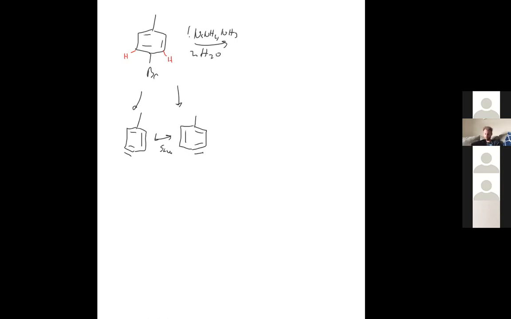Our amine can attack. So I'm just going to draw it attacking on one. It can either attack here or here. They are both going to lead to a product. And because in our first step we had the same amount, it's going to lead to a 50-50 ratio of both of them.